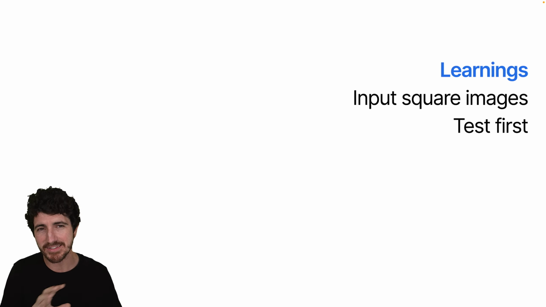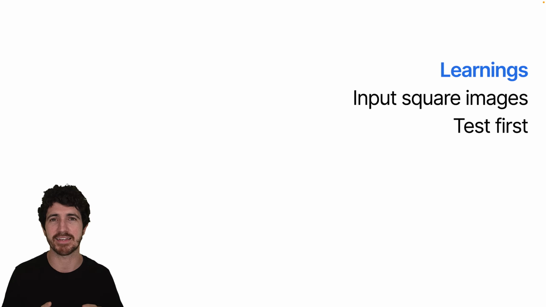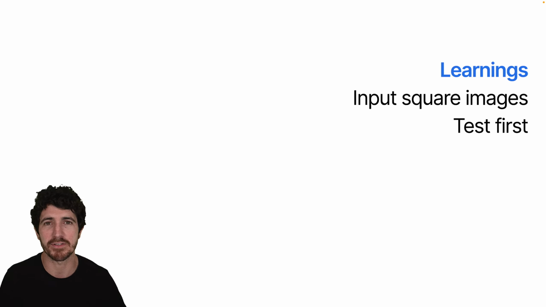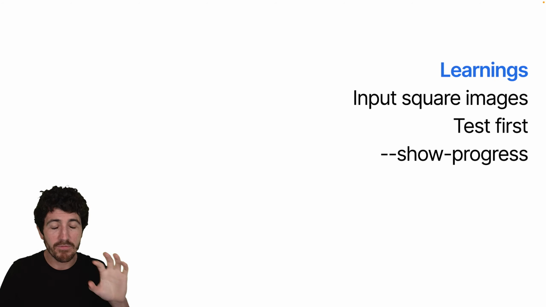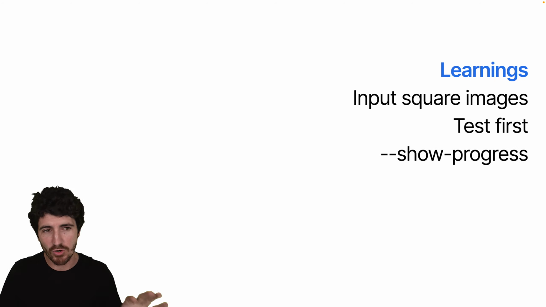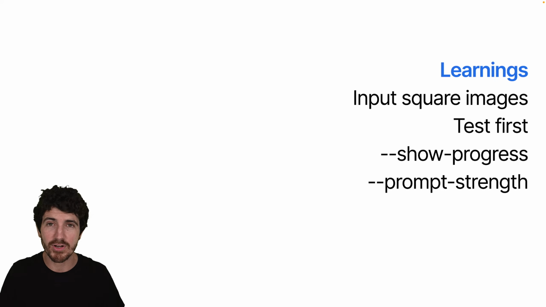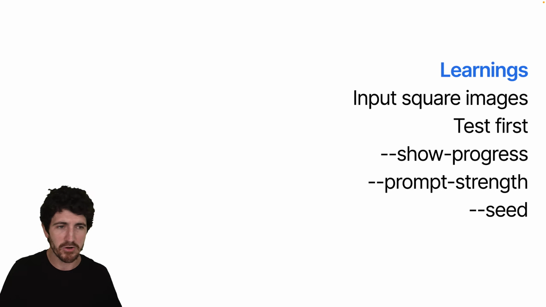And let's keep moving, because I'm talking about things that are really in the abstract, and if you haven't used this, it's a bit confusing. But we have a few flags that I want to talk about: show progress, prompt strength, seed, and I think that's it. I think those are all that I have here, but we can see more of them.